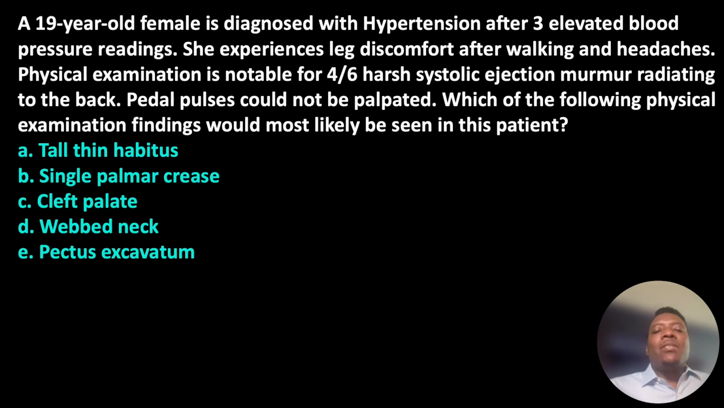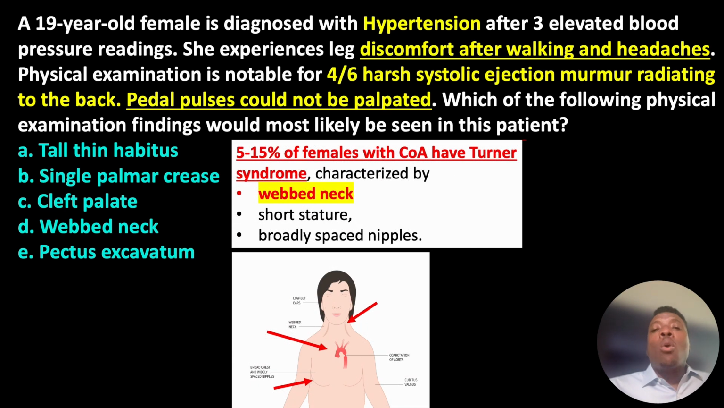Which of the following examination findings would most likely be seen in this patient? A 19-year-old female with hypertension, headaches, and claudication, and decreased pedal pulses in the lower extremities. You should be worried that they probably have coarctation, and we know that females have a 5 to 15% chance of also having Turner syndrome. That may manifest itself as a webbed neck, a short stature, a shield chest, and even delayed secondary sexual characteristics.